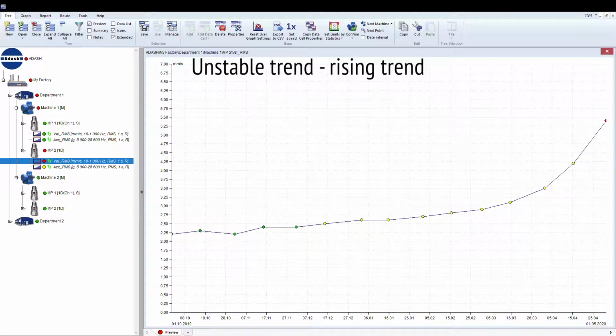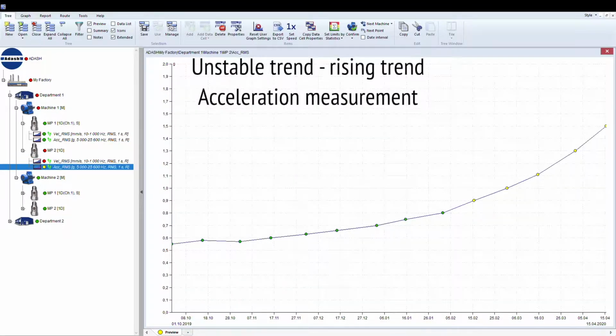Unstable trend. Rising trend. Is your trend of velocity or acceleration measurement rising, like in the picture? Is it the velocity measurement? Then, as we learned, it will be a mechanical fault related to the speed of the machine, such as unbalance, misalignment, or looseness. You should measure the machine more frequently and look for a deeper analysis of the machine to find out what the problem is.